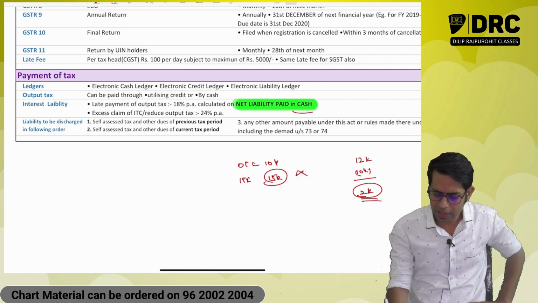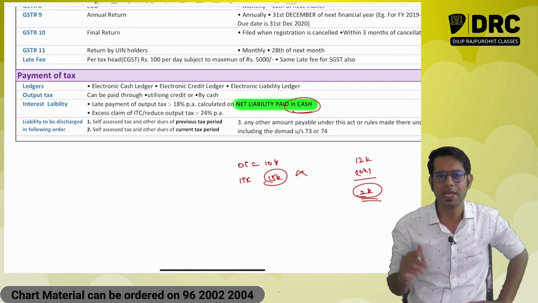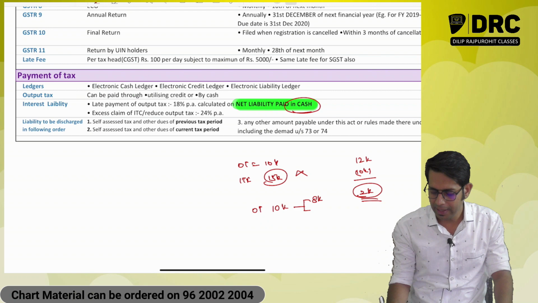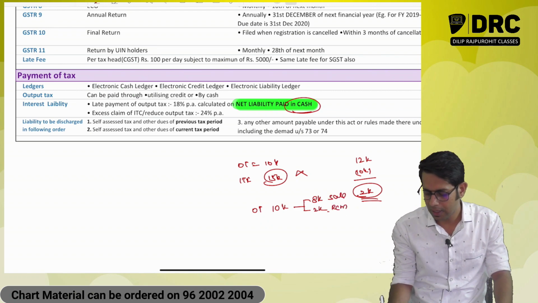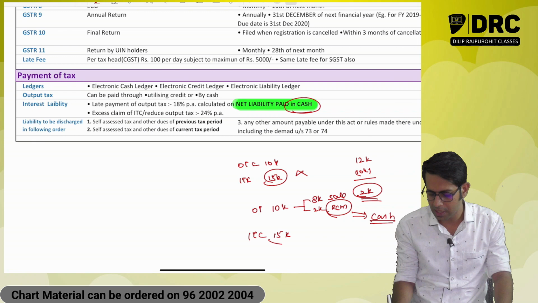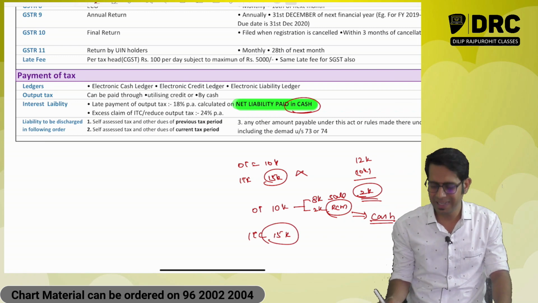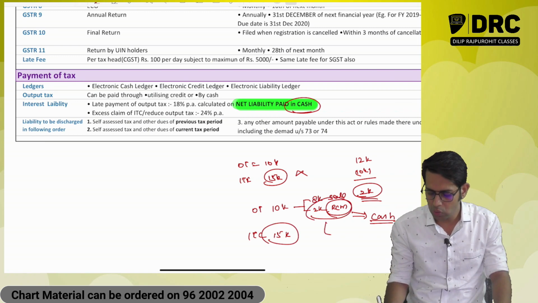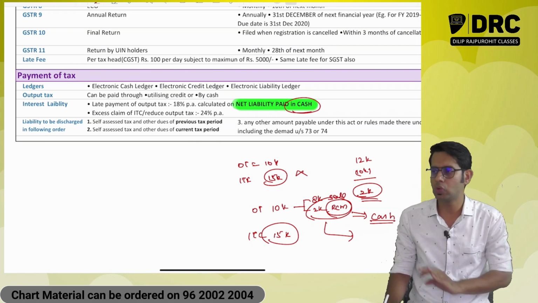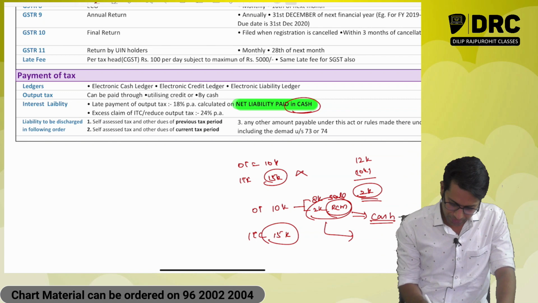And whatever liability you are paying in cash, say normally I have output tax liability of 10,000 rupees, which includes 8,000 rupees on my sales and 2,000 rupees on reverse charge basis. Now RCM amount is always required to be paid in cash. I have an ITC of 15,000 rupees. Now sir, should I pay any interest if there is a delay? Yes. On this 2,000 rupees, because reverse charge liability is always required to be paid in cash, you'll have to pay interest.